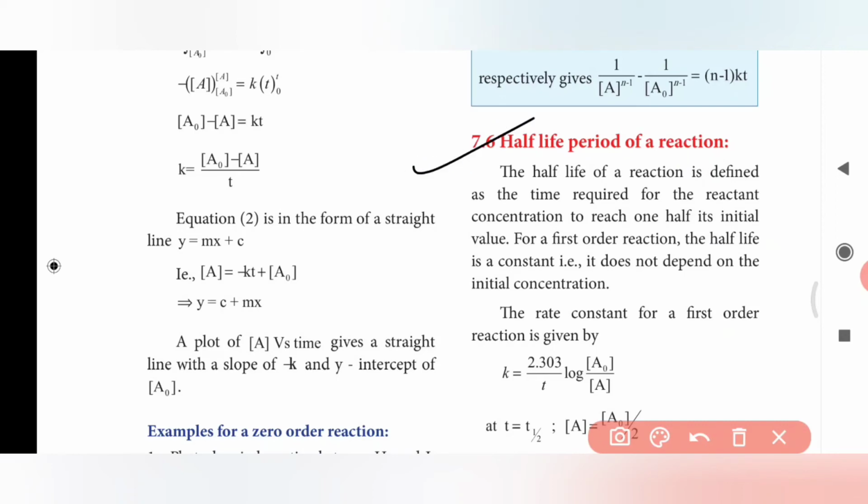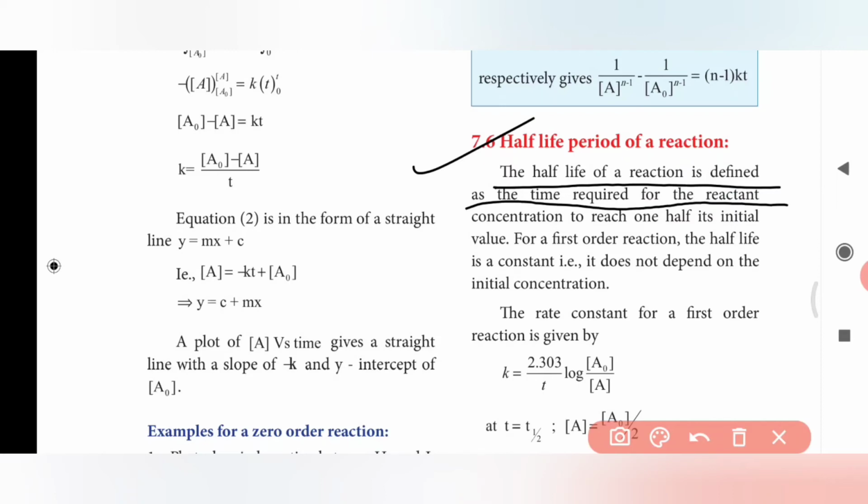Half-life period of a reaction. The half-life of a reaction is defined as the time required for the reactant concentration to reach one half of its initial value. The simple concept for half-life is nothing but the time required to reduce the concentration of a reactant to one half.